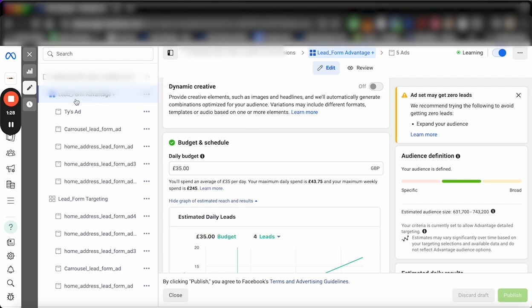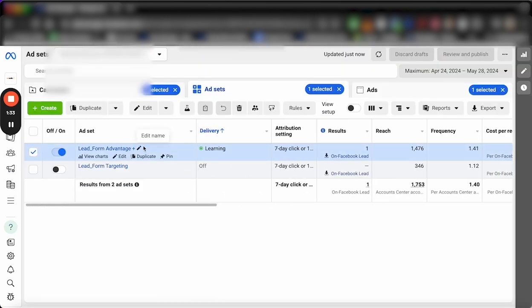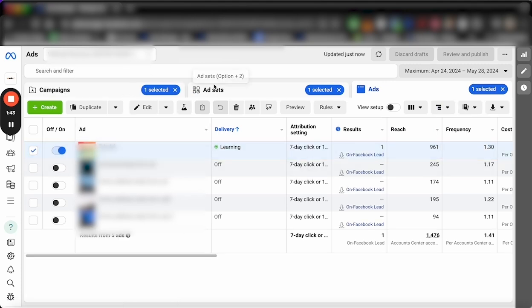I would just recommend making this a little bit easier to navigate. So just change this to the location name, so that it's very clear what all the ad sets are doing, because at scale, obviously we want it to be easy to navigate. So that's just one thing that I would change.